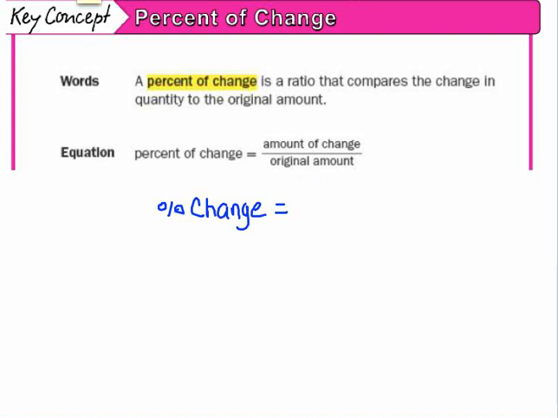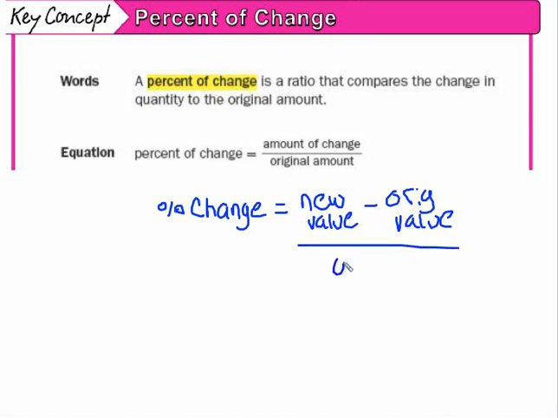My new value minus my original value divided by the original value. Now this is going to give me a decimal usually, unless my percent of change is greater than 100% or equal to 100%. This is going to give me a decimal.